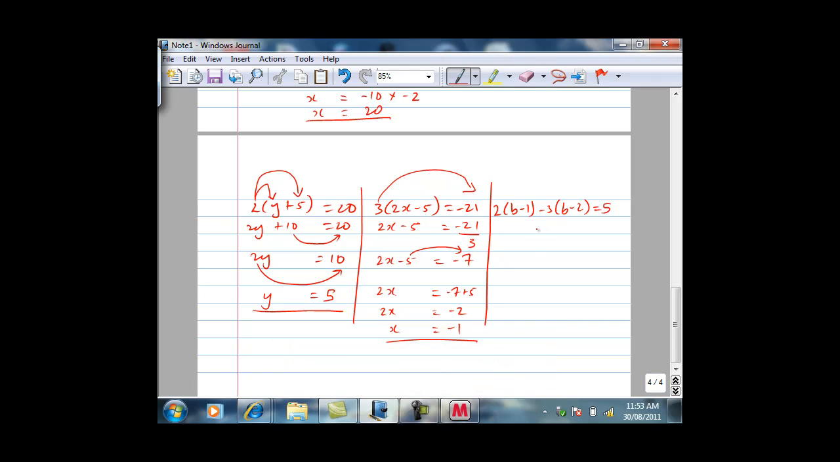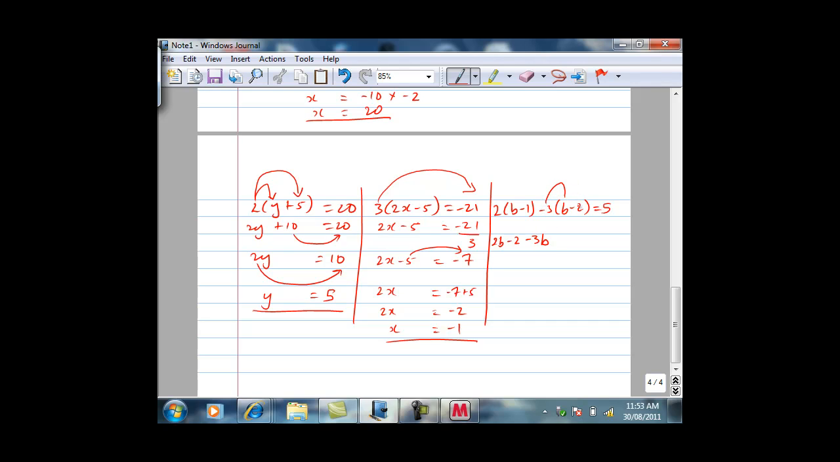When you have two brackets, you expand both of the brackets. We'll expand the first one, take 2 and multiply with b, we get 2b. Then take 2 and multiply with negative 1, we get negative 2. Now this is the tricky part. When you're expanding this bracket, you must include the sign that is outside there. So negative 3 is multiplied to b, not just 3. So negative 3 multiplied by b is negative 3b.